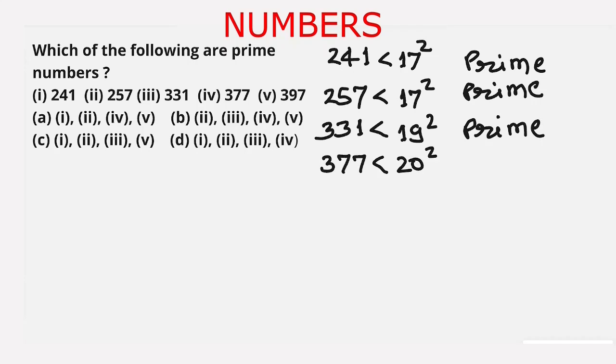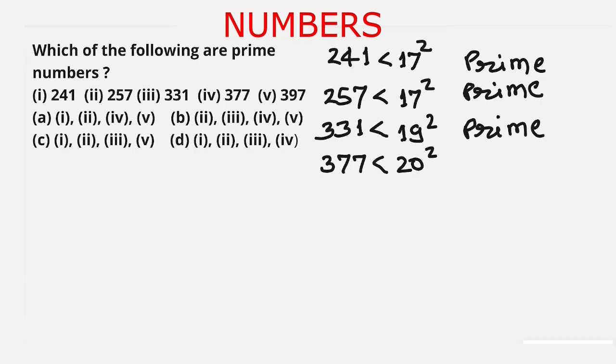377 is less than 20 square. So we have to check the divisibility of this number by all prime numbers which are less than 20. This number is not divisible by 2. It's not divisible by 3 as the sum of the digits is 17 and 17 is not divisible by 3. It's not divisible by 5. Now we verify for 7. 7 times 5 is 35. Balance is 2. We carry 7 and 27 is not divisible by 7.